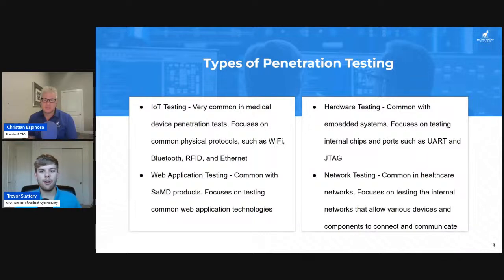So when we're looking at network testing, that's focused on testing internal networks that allow devices, components, computers, X-ray machines, MRI machines, all to talk to each other. This is extremely common in hospitals and other healthcare environments, and especially with the prevalence of electronic medical records, devices that can connect to the internet. Going back to that Internet of Things, this is very, very important. While this is not necessarily going to be an FDA requirement, this is a HIPAA requirement to make sure that you're doing proper network penetration testing.